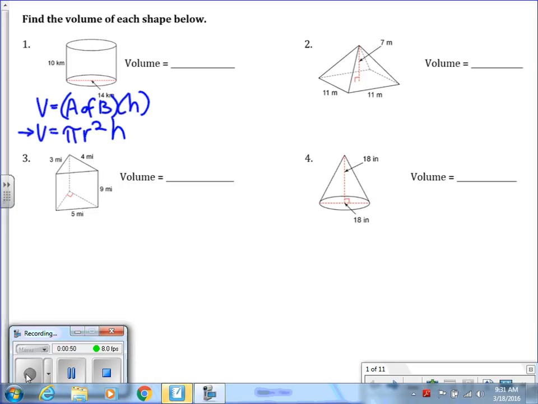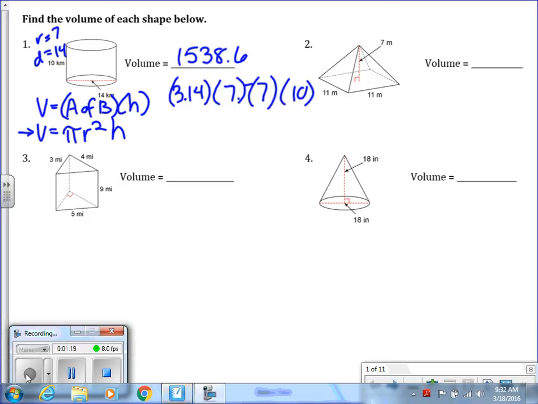When we plug in all of our numbers, we get 3.14. Remember to use 3.14 for pi, times 7, times 7, times 10. And remember, you might want to go ahead and note that r was equal to 7 because the d was equal to 14, just to make sure you have both of those. When you do all the math, you wind up with 1538.6, and this is kilometers cubed. So this is our answer here. Make sure you are showing me the formula you're using and plugging in your numbers so I can see how you're doing the problem.